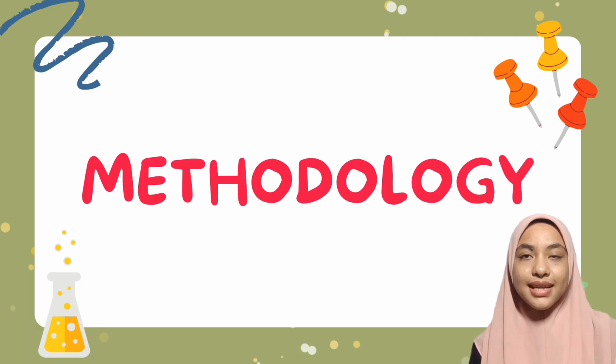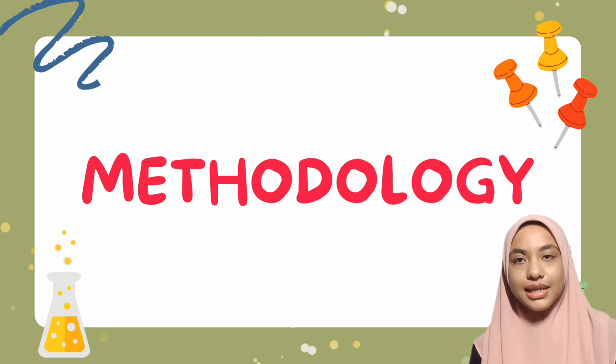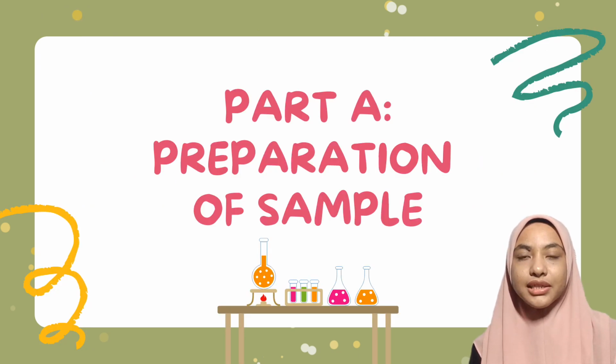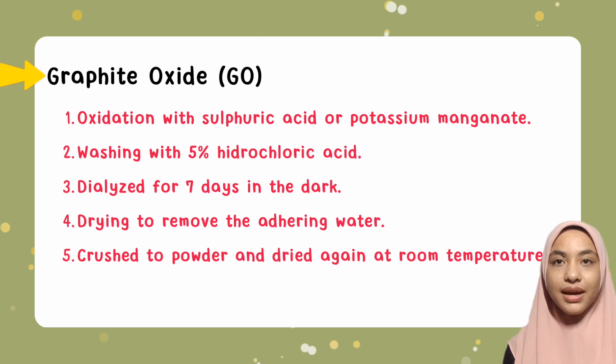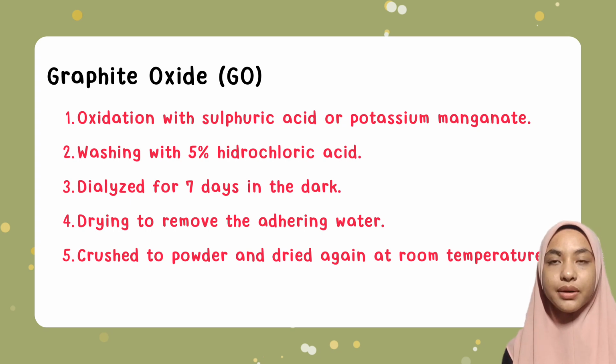I will proceed by presenting the methodology used in this research. There are three main parts to this process. The first part involves the preparation of a sample. Six samples must be prepared. The first one is our primary sample, which is graphite oxide, and the other five samples are graphite oxide derivatives. To prepare the graphite oxide, the parent sample undergoes an oxidation process using sulfuric acid or potassium permanganate.